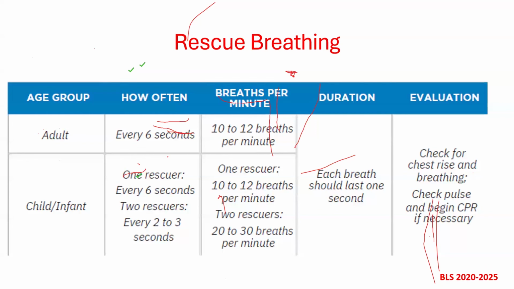Rescue breathing in adults is every 6 seconds, which translates into 10 to 12 breaths per minute. For child and infant with 1 rescuer, 10 to 12 breaths per minute. With 2 rescuers, breathing every 2 to 3 seconds translates into 20 to 30 breaths per minute. Each breath should last 1 second, and make sure chest rise is observed while you are giving a breath.